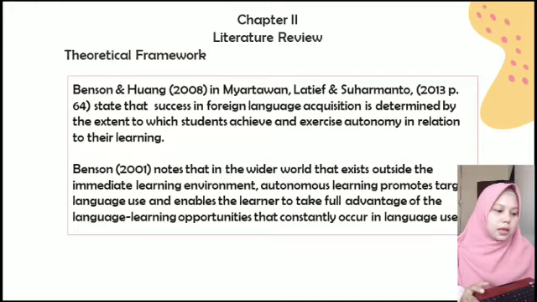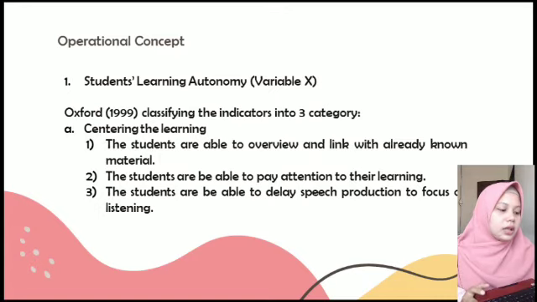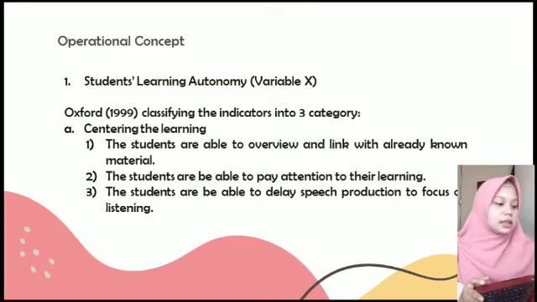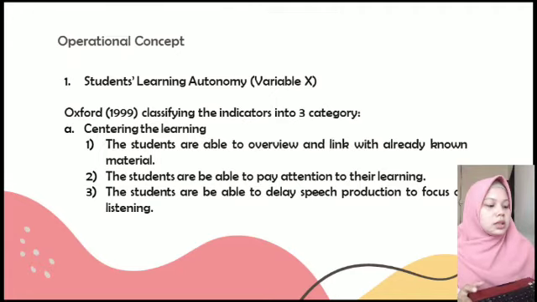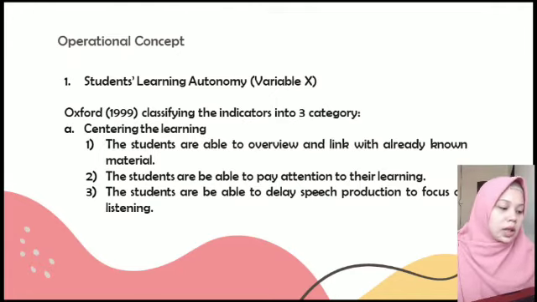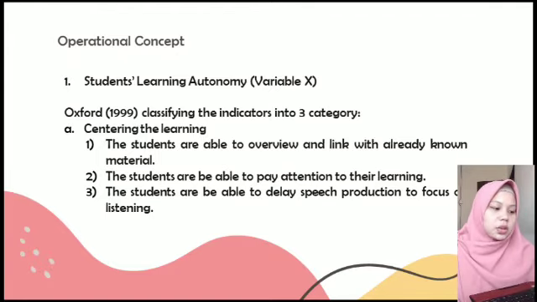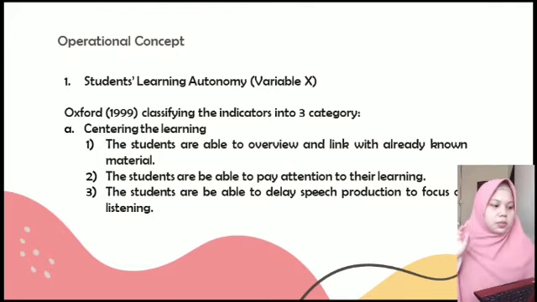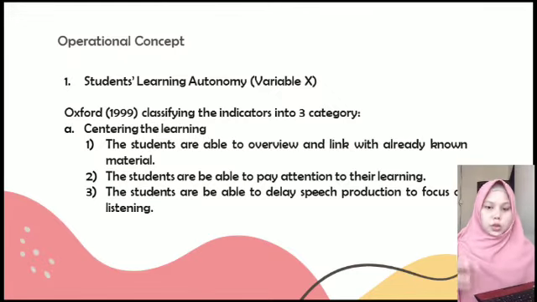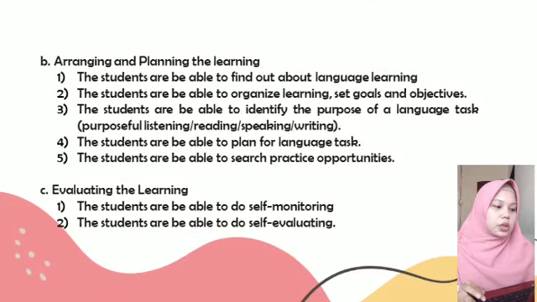The next is the operational concept of variable X. It is stated by Oxford 1999, who classified the indicators into three categories. First, the students are expected to be able to center their learning, which comprises three subpoints. Second, the students are able to arrange and plan their learning, which comprises 5 subpoints. And the third point is the students are able to evaluate their learning.